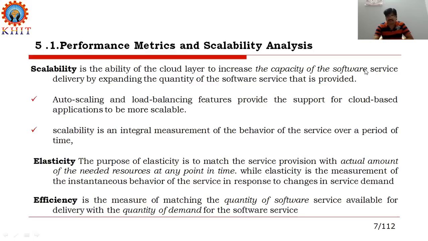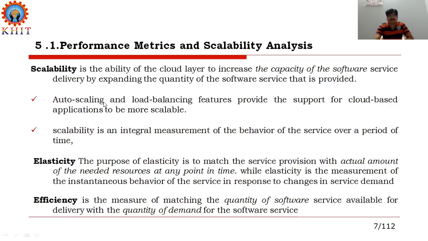Capacity of the software is the maximum workload a software can bear. Whereas quantity is how many services are really required to build the existing capacity. That is called scalability. Here there are two factors, namely auto scaling and load balancing. Very important terms, these two features provide support for cloud-based applications to be more scalable.